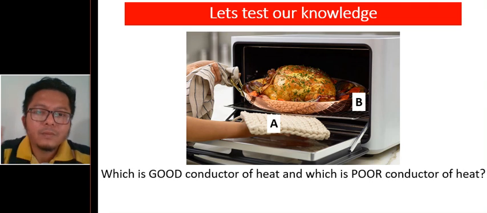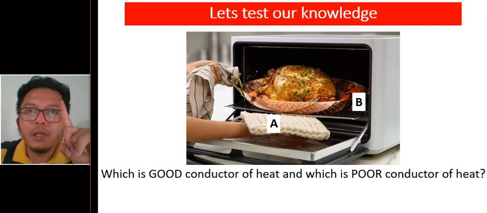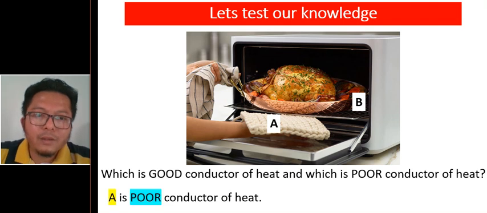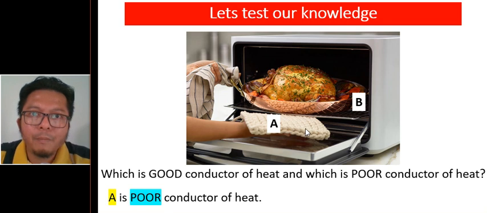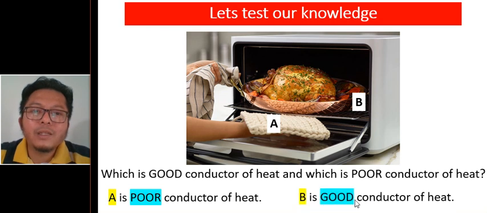Now, which is a good conductor of heat and which is a poor conductor of heat? A or B? This is very easy. Remember, there is only one good conductor of heat. A is a poor conductor of heat. This one is made from fabric, and B is made from metal. A is a poor conductor of heat, B is a good conductor of heat because it's metal.